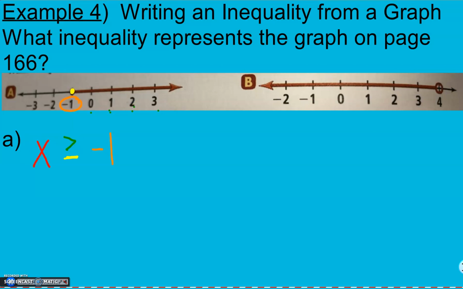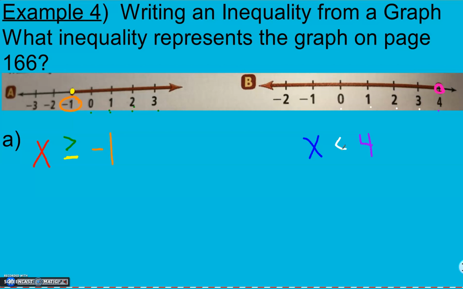In B, I'm going to start off with all real numbers, x. I'm comparing them to my boundary point of 4. Here my circle is open, so it's not equal to, but I have numbers like 3, 2, 1, 0. All those numbers are less than 4. So my inequality is a less than.